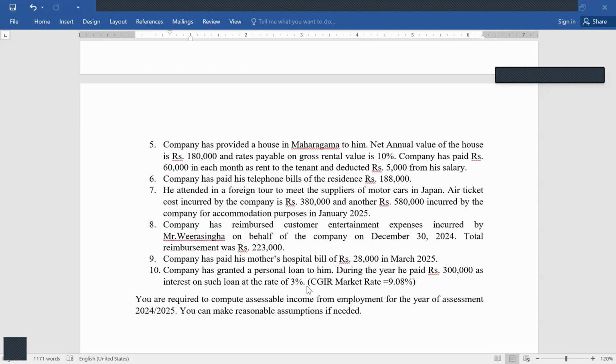They give him 3%. The difference between 9 and 3 is a benefit for that person. Earlier, we taxed it. Now, we do not consider it. We consider it as a zero benefit for the taxation. It is a benefit, but for the taxation, we do not consider. So, you are required to calculate assessable income of this person.